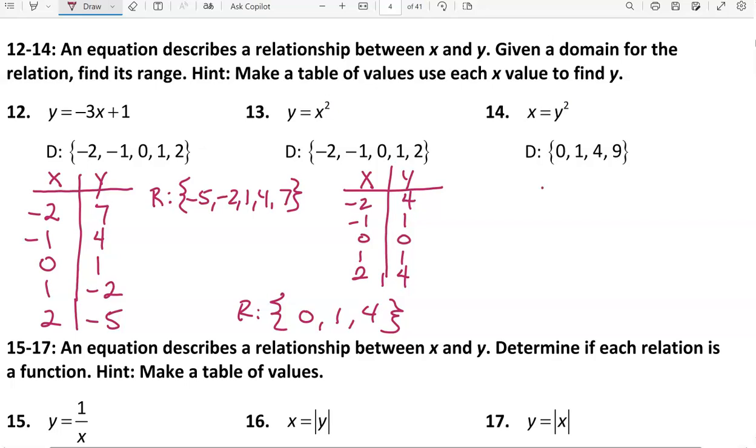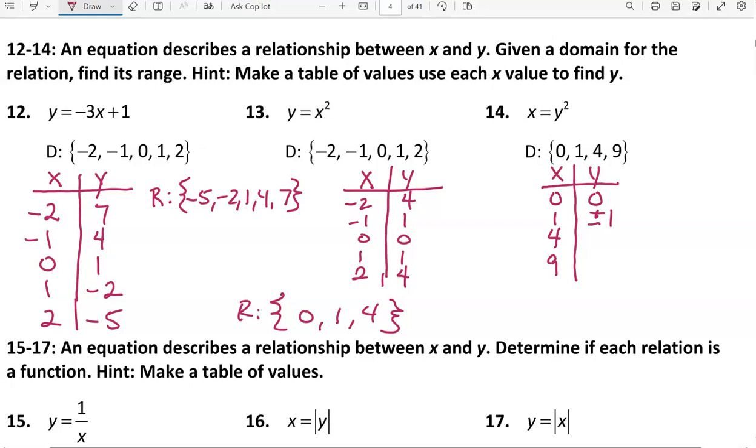For number 14, we can create a table of values. Our domain values are 0, 1, 4, and 9. And if x is equal to 0, then y squared equals 0, and y has to be 0. If x is 1, y squared is 1, but y can be positive or negative 1, because positive or negative 1 squared both give us 1.